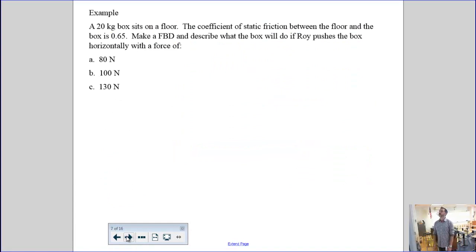So let's do this. In this example, we've got a 20 kilogram box sitting on a floor. Coefficient of static friction between the floor and the box is 0.65. And it wants us to make a free body diagram and describe what the box will do if Roy pushes the box horizontally with each of these forces, okay? So let's make a little drawing. It's always a good place to start. The mass of the block is 20 kilograms.